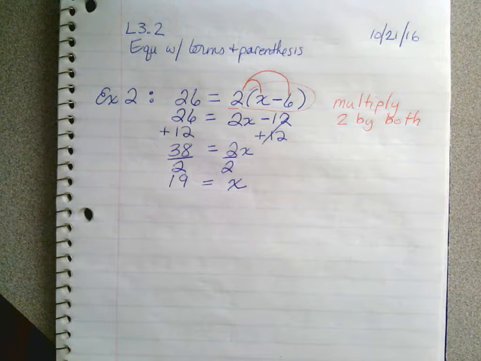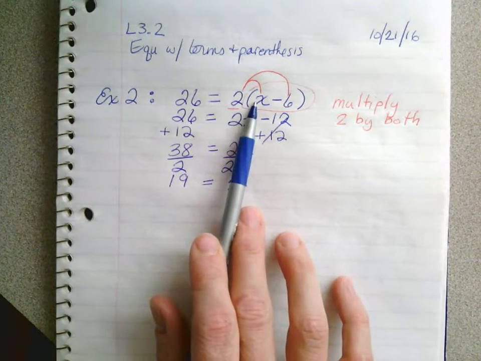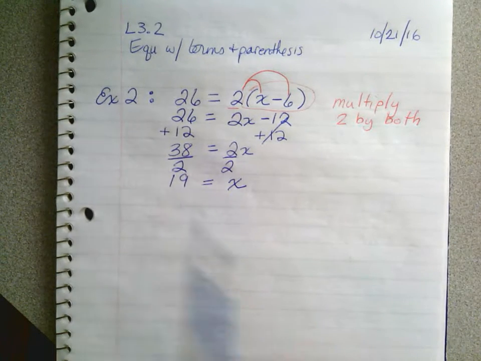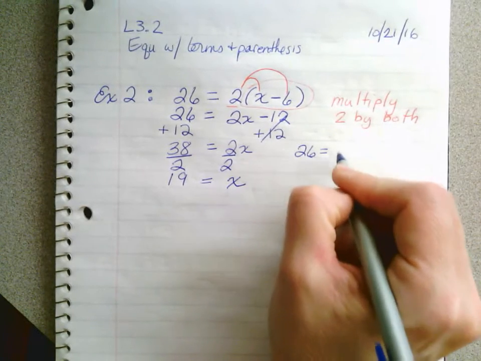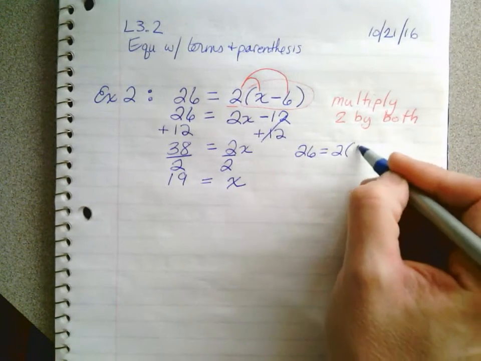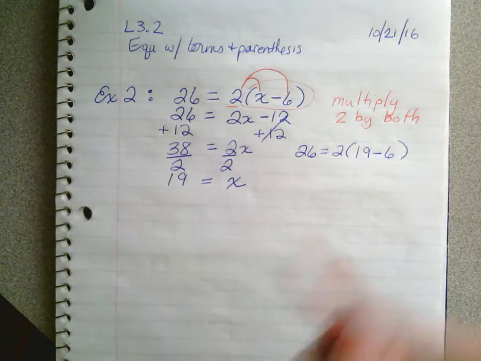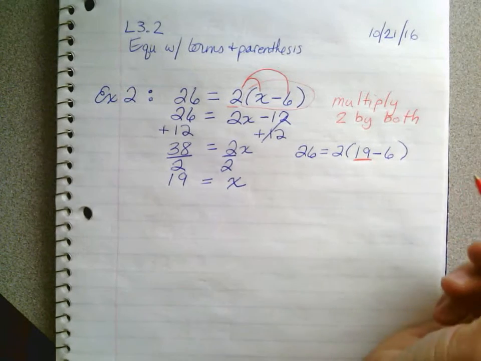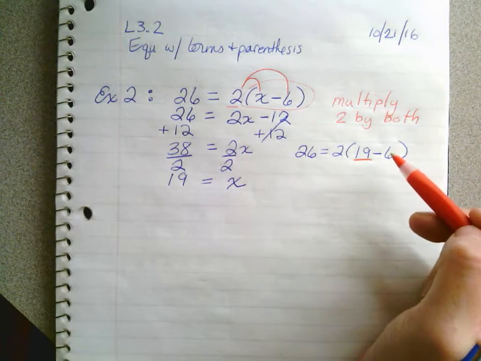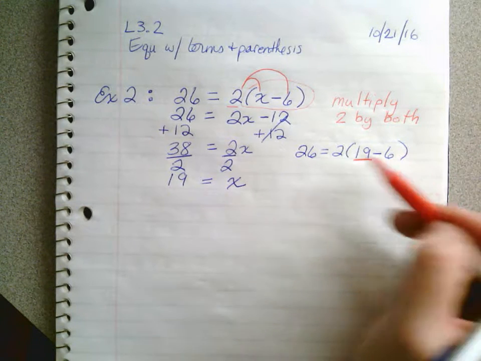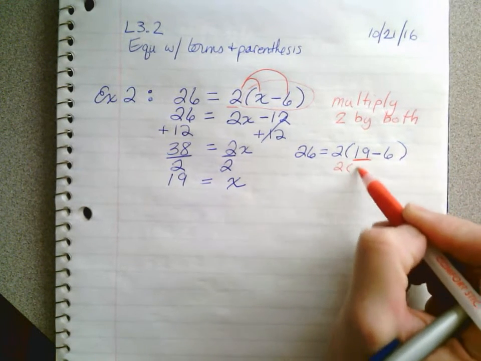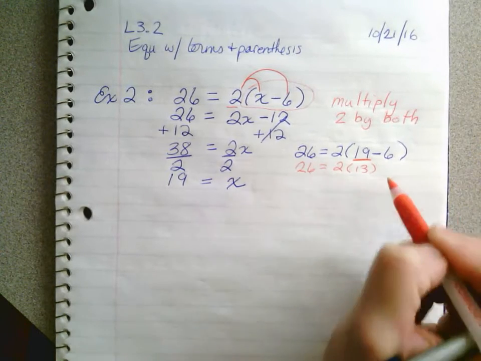They are not in today's assignment. Well, yes they are. In our book, they're not showing you how to do the checks. But it's really quite simple. There's your x. There's what you believe x is. So 26 equals 2 times 19 minus 6. We can check that. What's 19 minus 6, folks? What's 2 times 13? Very good. You guys rocked it.